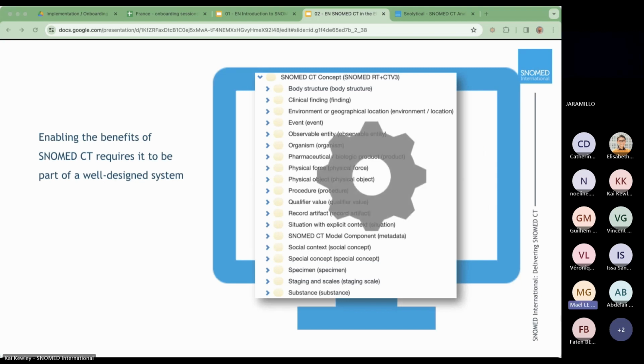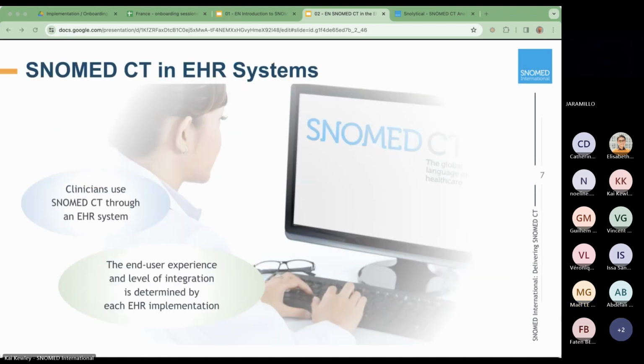However, on its own, SNOMED CT does nothing. To realize the potential healthcare benefits, it needs to be an integral part of a well-designed EHR system. So clinicians use SNOMED through an EHR, and the user experience and the level of integration is really determined by the EHR implementation.